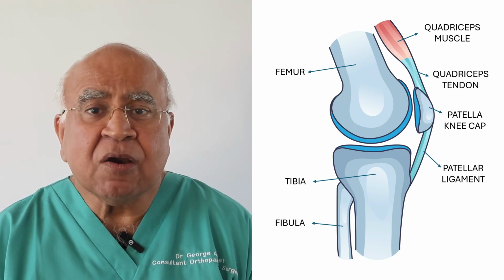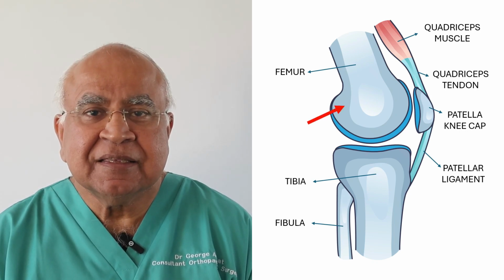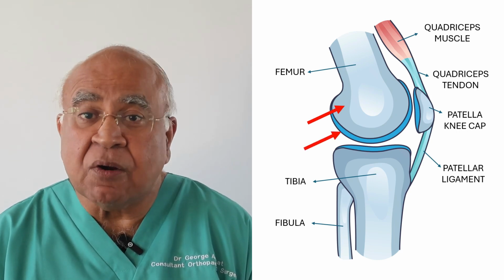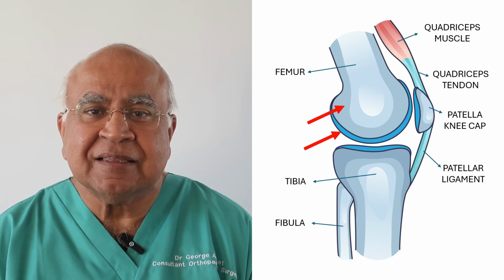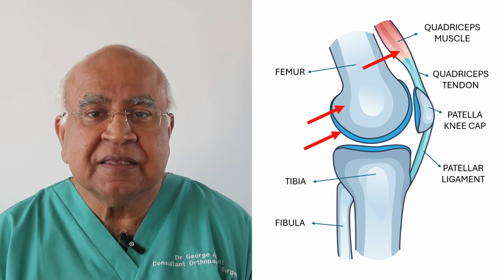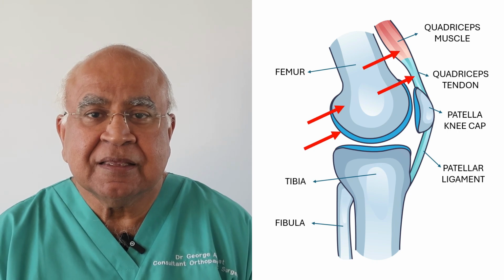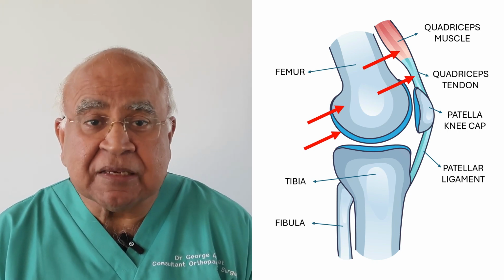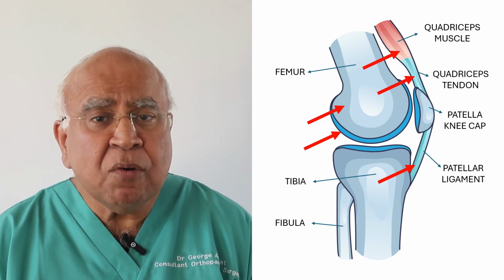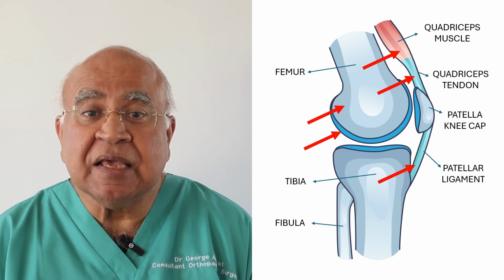The femur, like all other bones, is viscoelastic. The hyaline cartilage that covers the ends of bones is also viscoelastic. The muscles are viscoelastic. The quadriceps tendon is viscoelastic. The patellar ligament is also viscoelastic. Really, the whole musculoskeletal system is made of materials that are viscoelastic.